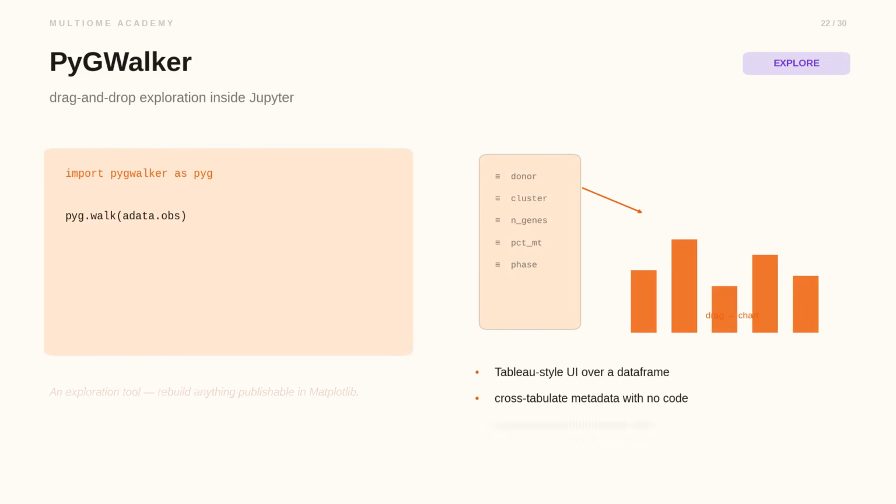PyGWalker wraps a data frame in a drag-and-drop interface inside Jupyter. Point it at your cell metadata, and you can cross-tabulate donor, cluster, and quality metrics without writing any plotting code. It is an exploration tool. Anything you intend to publish should be rebuilt explicitly in Matplotlib.